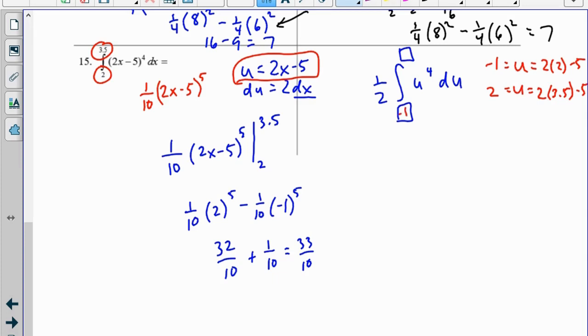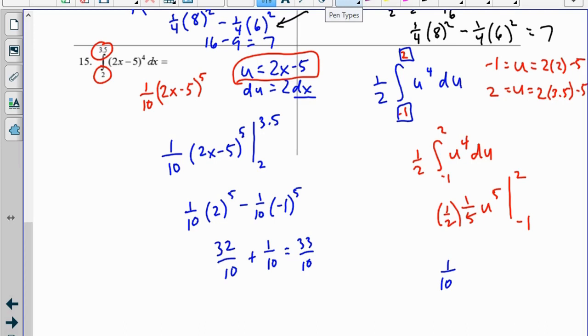So instead of the bounds being from 2 to 3.5, if everything was in terms of x, the bounds are now from -1 to 2. So if I integrate this problem, I get 1/5 times 1/2 u to the 5th, and I evaluate from -1 to 2. So notice the 1/2 and 1/5 becomes 1/10, and then for this u to the 5th, I substitute in 2 minus 1/10 times what happens when I substitute in -1. And notice I get the same thing that I did with back substitution. So it just depends on what you want.